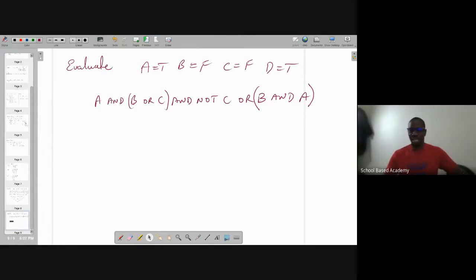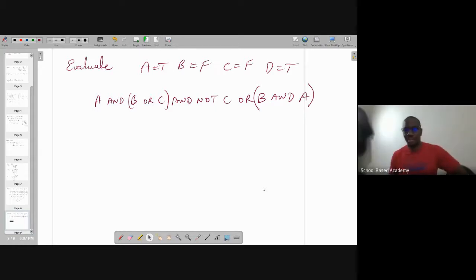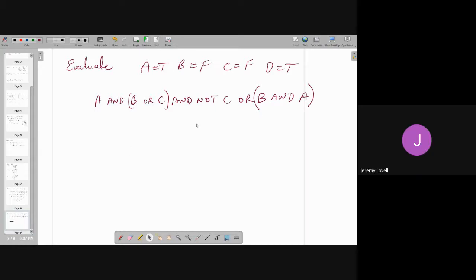All right, so let's take a look at the solution. I got one person telling me it's F. Anybody else? I agree with him, sir. You agree with him? Yes, sir. Yes, me too. I agree with them as well.